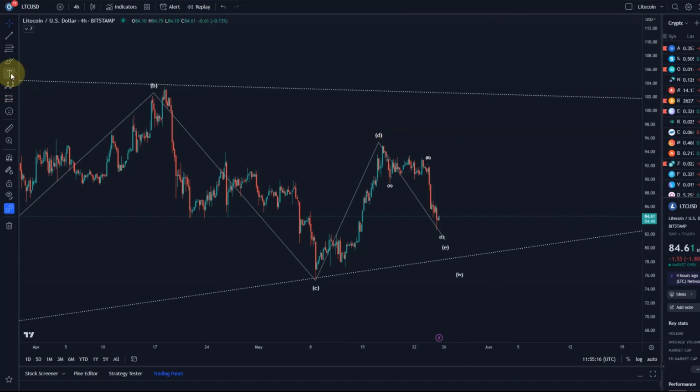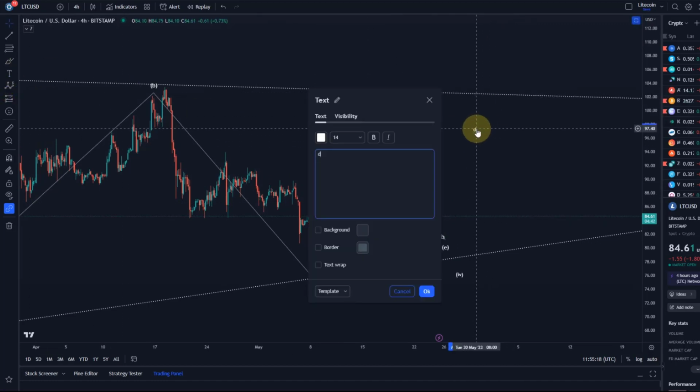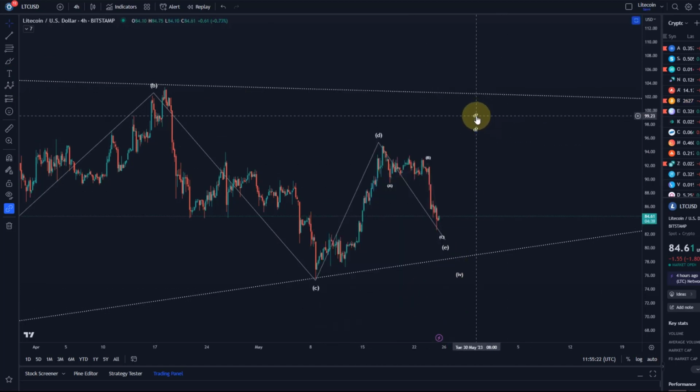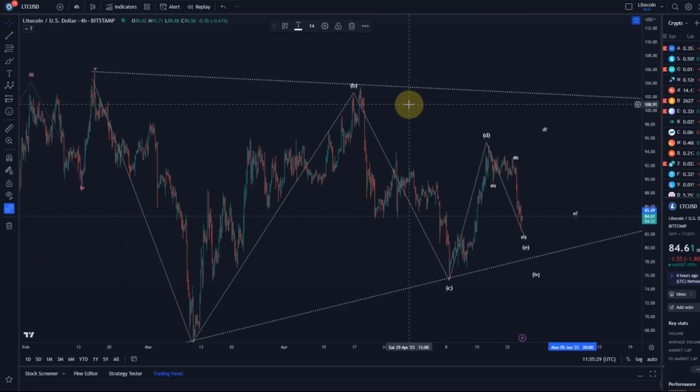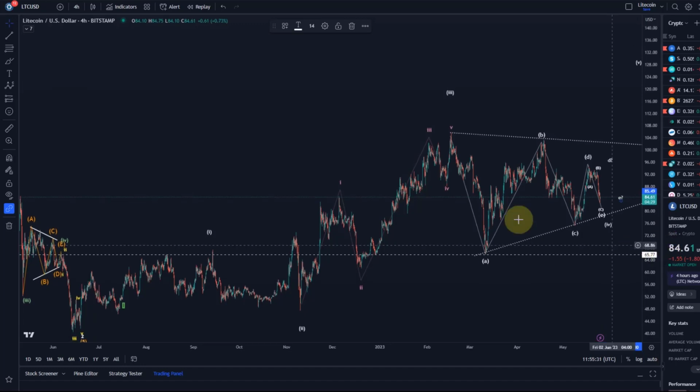And you could say, okay, the D wave, not sure, is the D wave already finished or not? So question mark. They are sort of the alternatives. Because until you have a confirmed breakout of a triangle, they can always extend. Yeah, I think that's my assessment of the Litecoin chart.